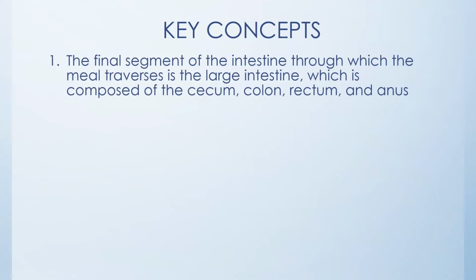So the final segment of the intestine through which the meal traverses is the large intestine, which is composed of the cecum, the colon, rectum, and anus. The primary role of the large intestine is to reclaim water used during the process of digestion and absorption, and to store the residues of the meal until defecation is socially convenient.